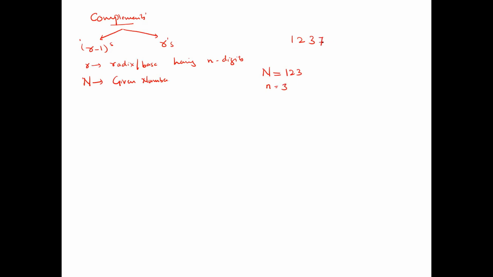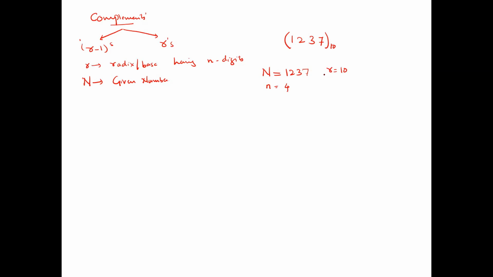If I write it like this, then what is the number? Capital N is equal to 1237. And how many digits do we have? 4 digits, right? And if I write in terms of the decimal number system, and you need the value of R, then you need to write R equal to 10.